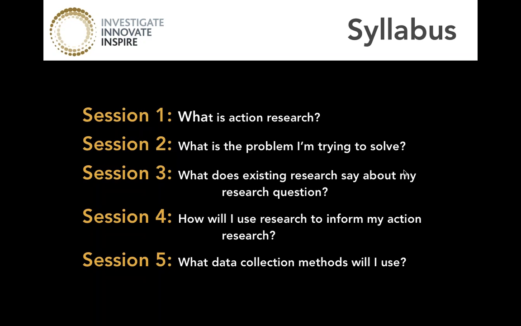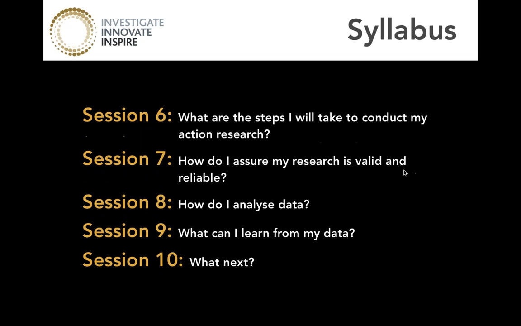In session 4, we're going to refine that a bit and look at how you're going to use the research that you've done to inform your action research plan, so the plan for how you're actually going to carry out your action research. In session 5, we're going to talk a little bit about data collection methods. In session 6, we're going to look at the sequence of steps that are recommended for an action research project. In session 7, we're going to talk about validity and reliability, and specifically in terms of how to collect data and assess and analyze data in ways that are valid and reliable.